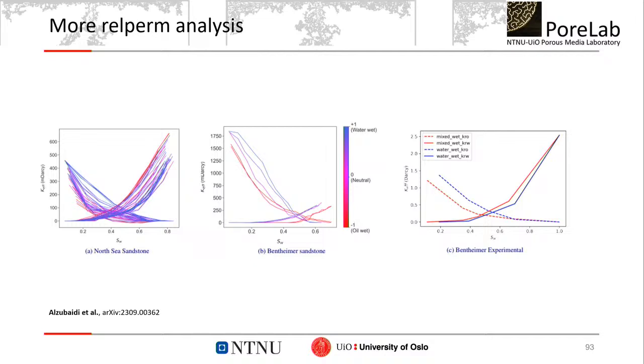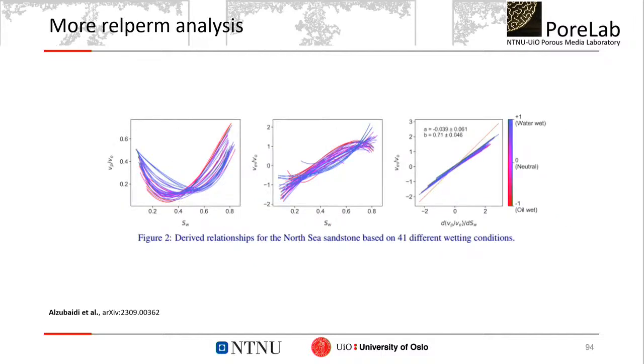Here is some work with the people in Australia and the US. Here are the relative permeability data for North Sea sandstone, Bentheimer, and experimental data here. And this is liquids where the only thing you change is the wetting angle. And here is the average velocity and the different wetting angles here. Here is the co-moving velocity, and you change it as a function of saturation, and you see you get this bundle.